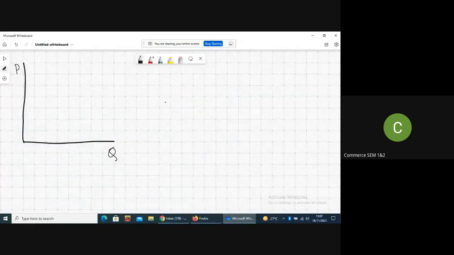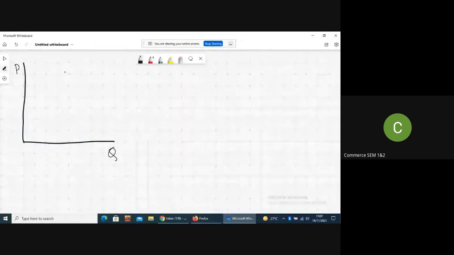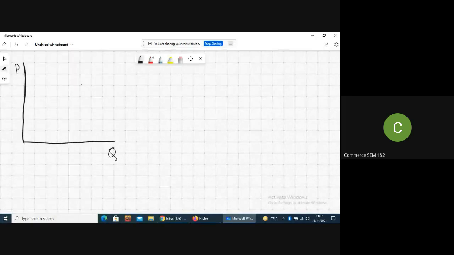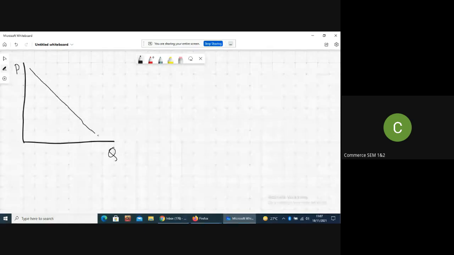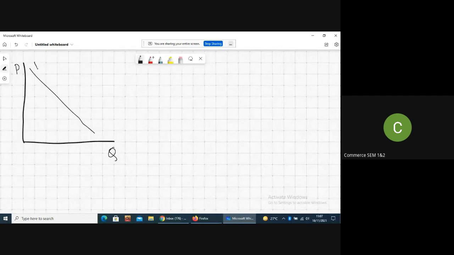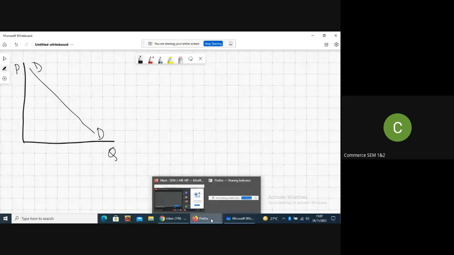Okay, today we'll do the supply curve. Yesterday we did the demand curve. As I said yesterday, the demand curve will be a downward sloping curve like this, DD. Can anyone tell me why this curve will be a downward sloping curve?